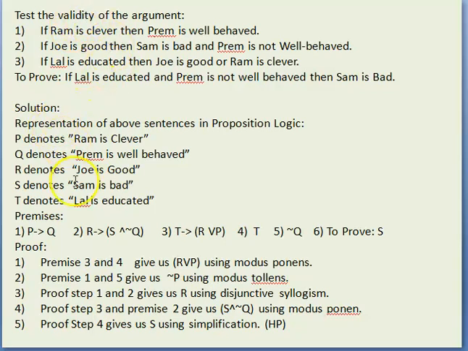So, using this knowledge, we have assigned the various propositional variables, and now we have the premises. In premises, we have, if Ram is clever, then Prem is well behaved. So, we have P implies Q. Then we have, if Joe is good, then Sam is bad and Prem is not well behaved, which is written as R implies S and negation of Q, because R stands for Joe is good. So, that is the first part of the sentence, and this implies S, which is Sam is bad, and negation of Q, which is Prem is not well behaved. So, that way we have formed this premise.